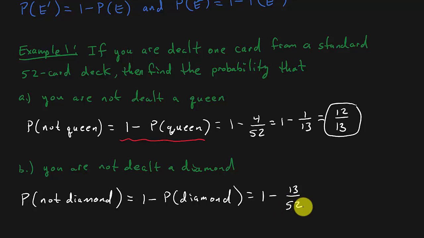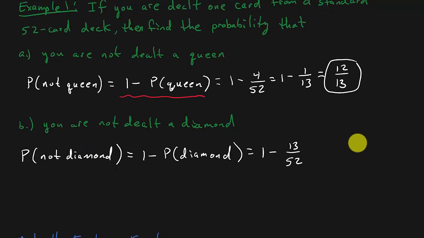Now, if you're struggling in the video, if you're struggling with, well, I didn't know there was 4 queens, or I didn't know there was 13 diamonds, what I would recommend is Googling deck of cards, and it tells you what's in there. Okay, it's assumed you know what's in a deck of cards.